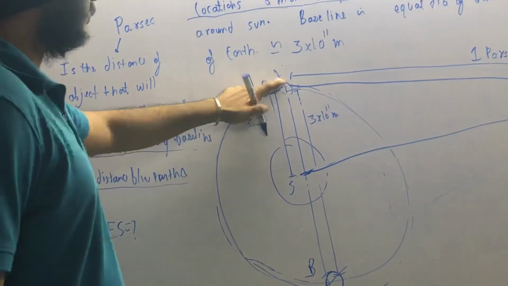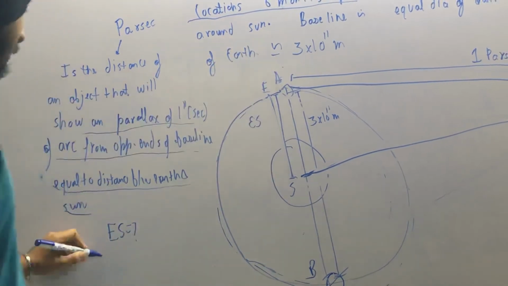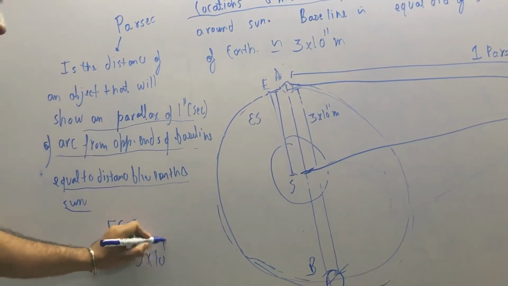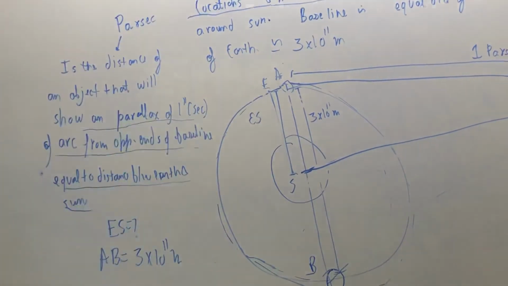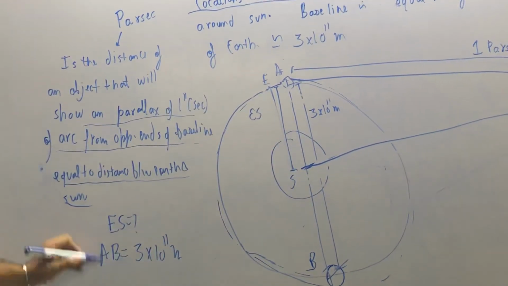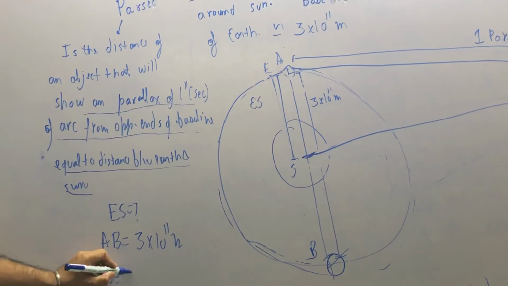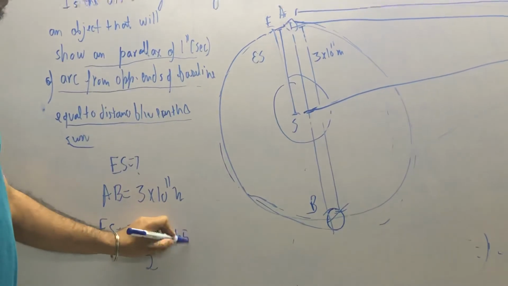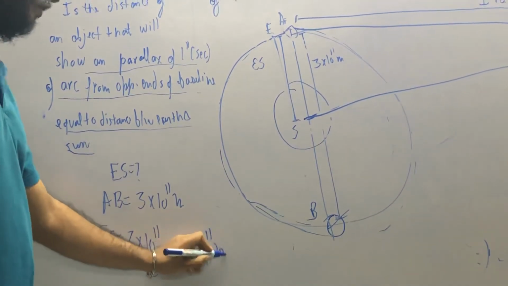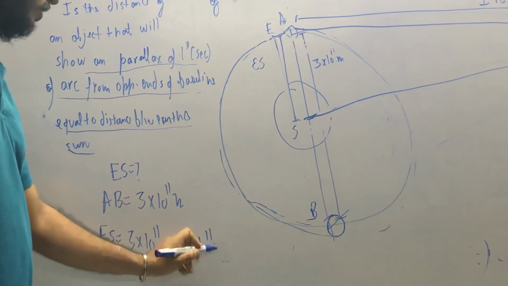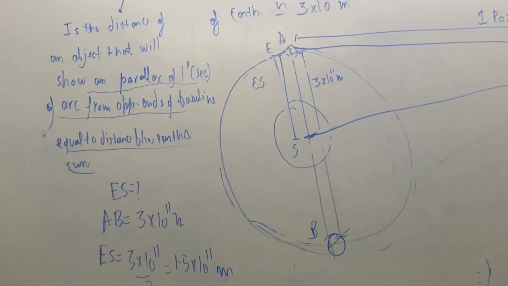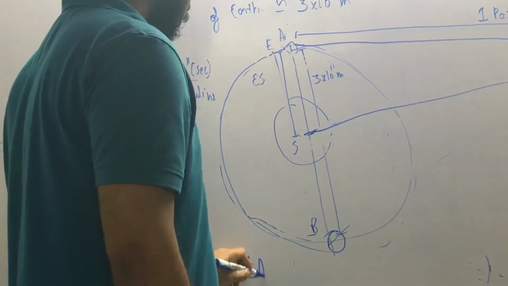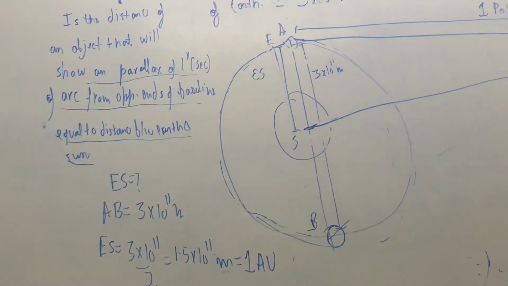See, this distance, line AB is how much? AB is equal to 3 into 10 raised to the power 11 meter, right? From here to here is 3 into 10 raised to the power 11 meter. What will be from here to here? ES will be 3 into 10 raised to the power 11 by 2. So this is 1.5 into 10 raised to the power 11 meter. Now this distance, 1.5 into 10 raised to the power 11 meters, is known as 1 AU.